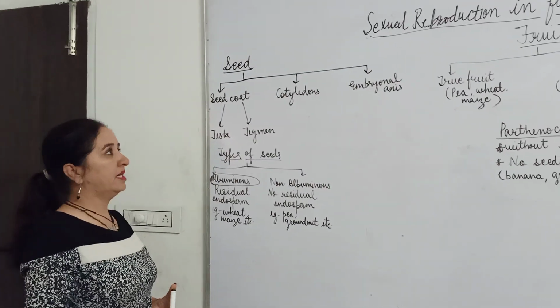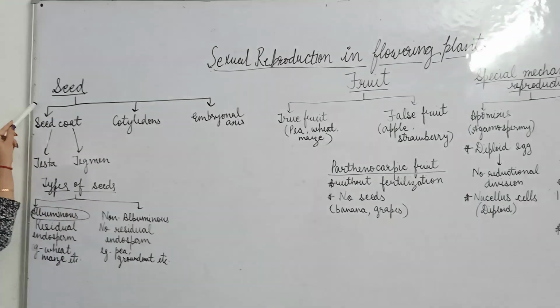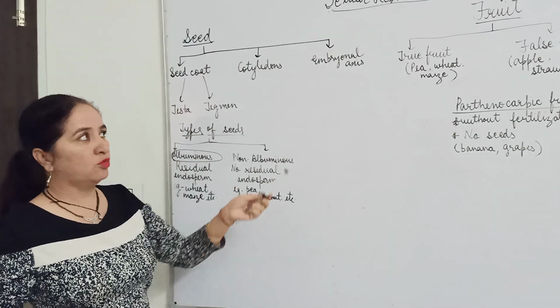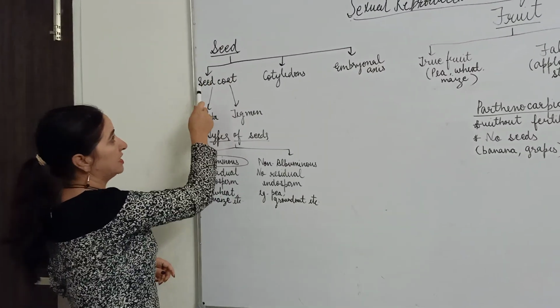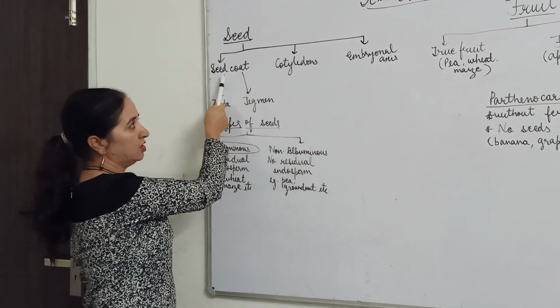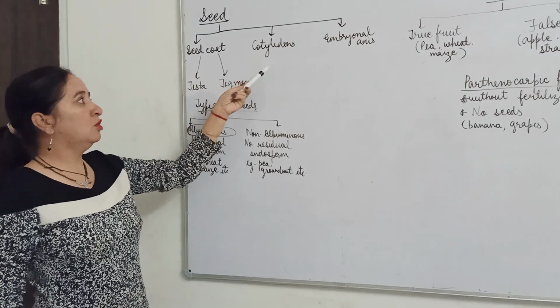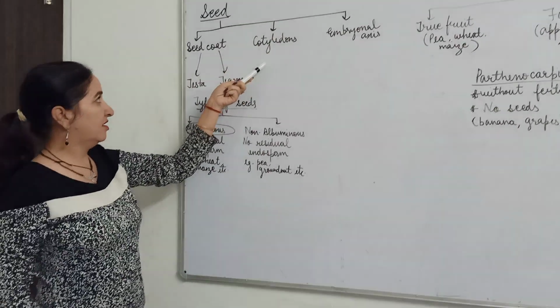Start with a new topic, that is seed. As we have already discussed, after the fertilization, the seed forms from the ovule and the fruit is formed from the ovary. Now what? The seed has three main parts: seed coat, cotyledons, embryonal axis. As I already told you, cotyledons are the portion where the food material is reserved.